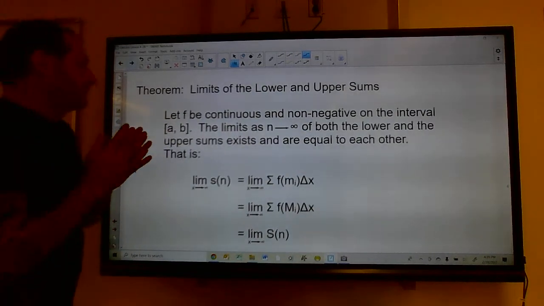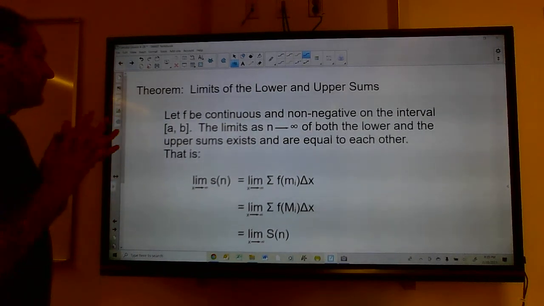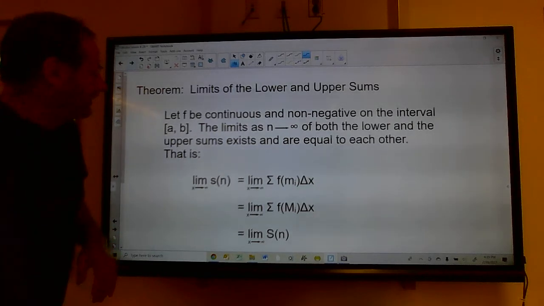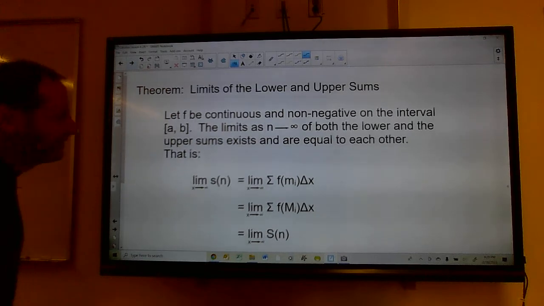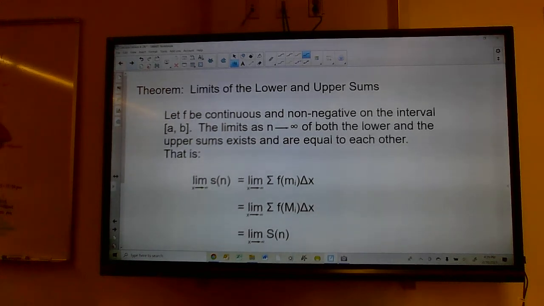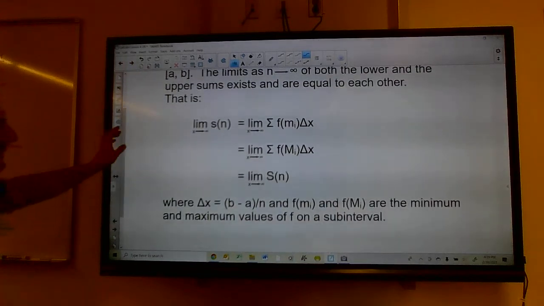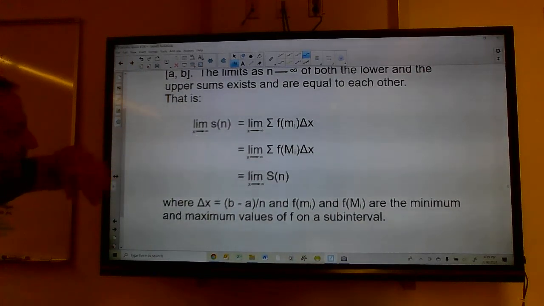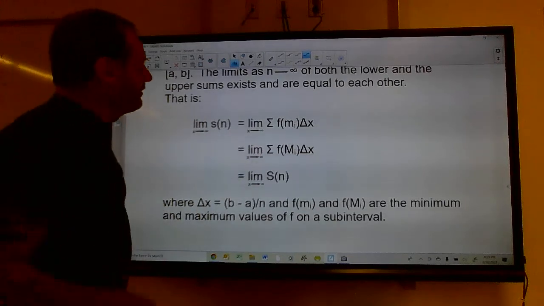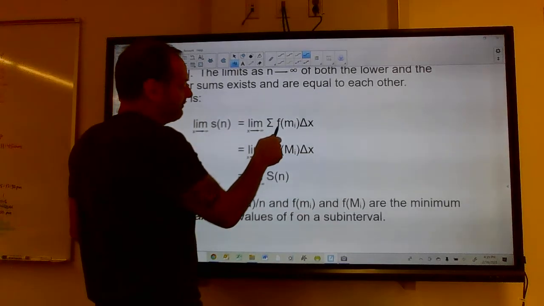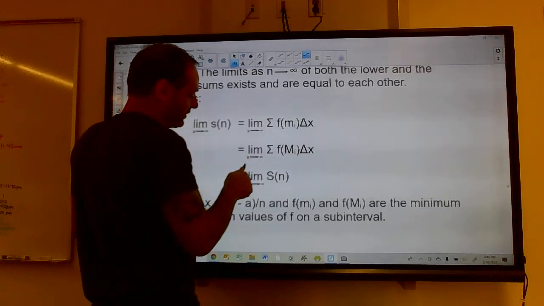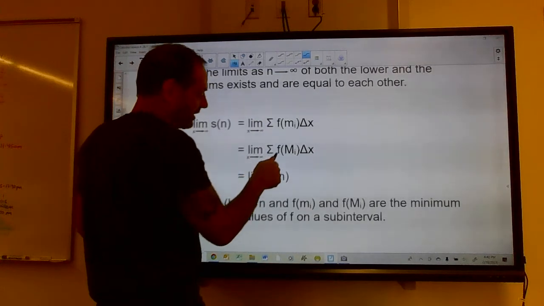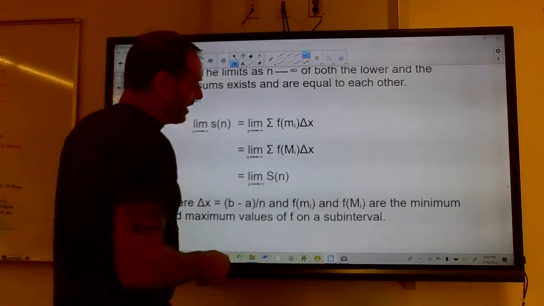All right, so limits of lower and upper sums. Let f be continuous and non-negative on the interval [a, b]. The limits as n goes to infinity of both the lower and the upper sum exist and are equal to each other. So basically, the limit as n goes to infinity of the sum of f of little mi delta x is equal to the limit as n goes to infinity of the sum of f of big Mi delta x.